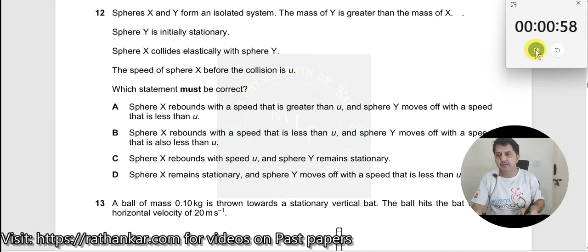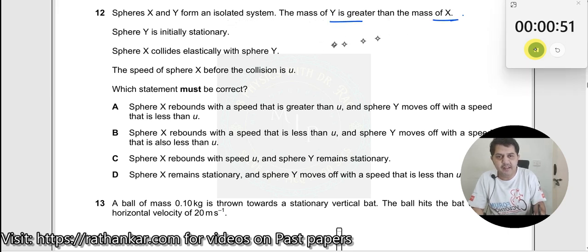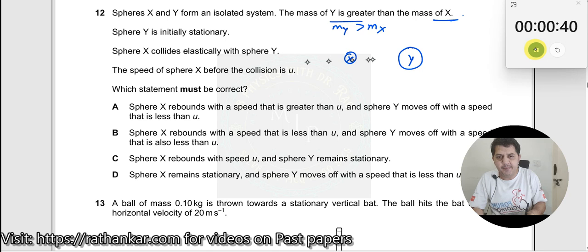Question number 12. Spheres X and Y form an isolated system. The mass of Y is greater than the mass of X, so My is greater than Mx. You have this as your Y and this as your X. I have drawn X smaller. Sphere X collides elastically with sphere Y.